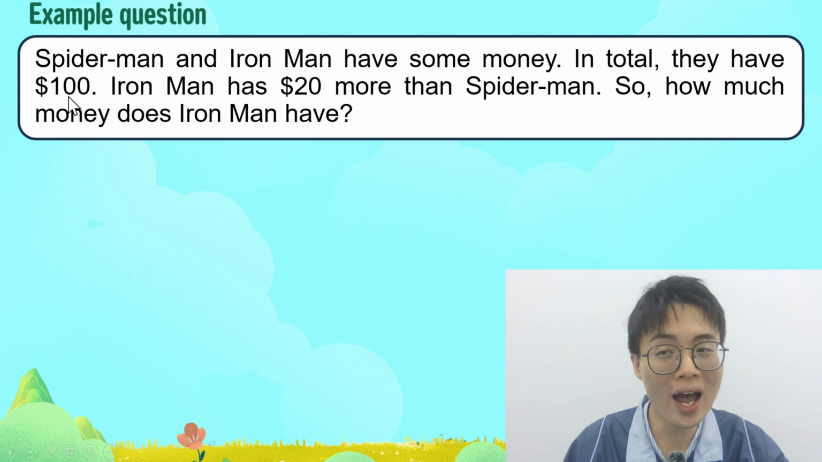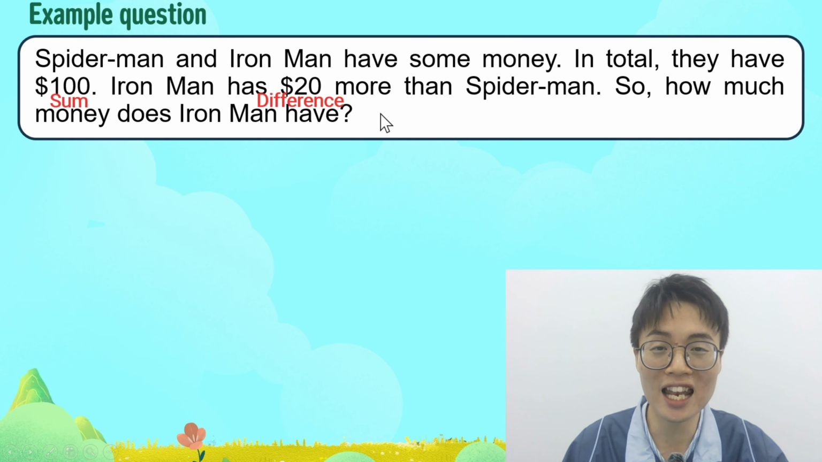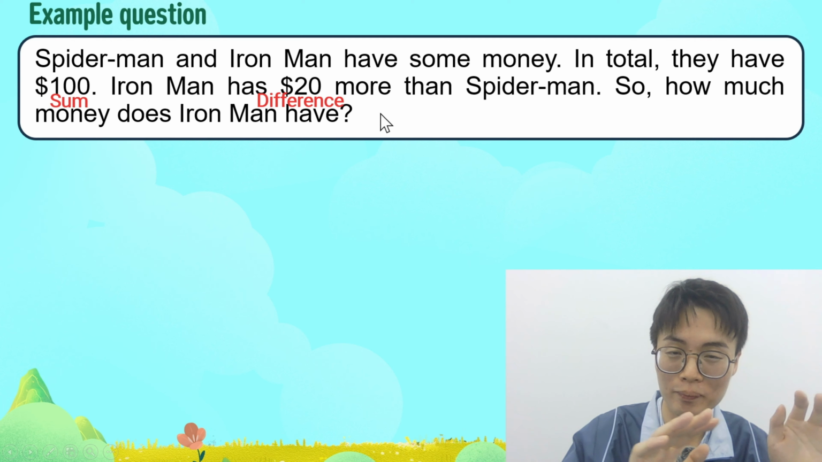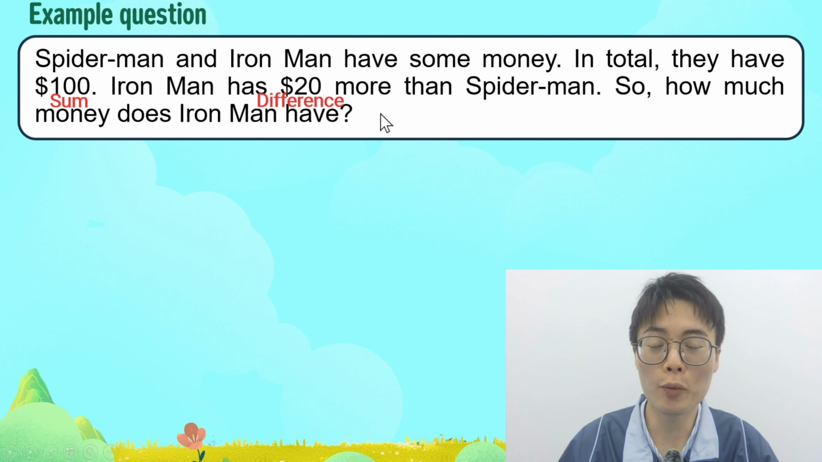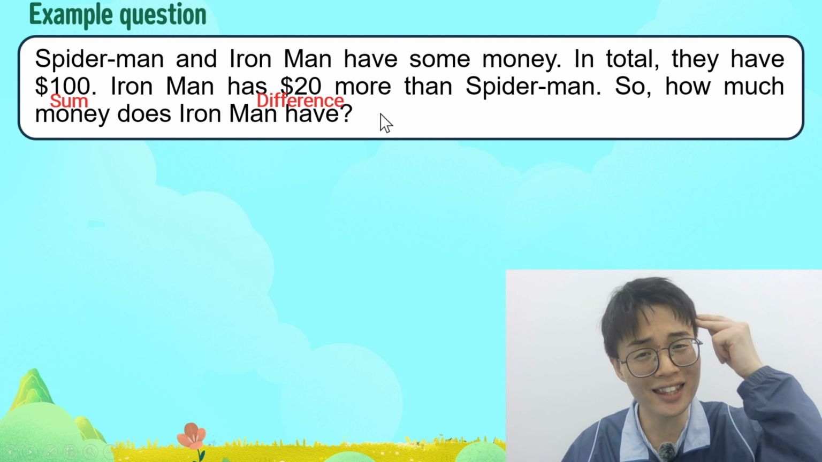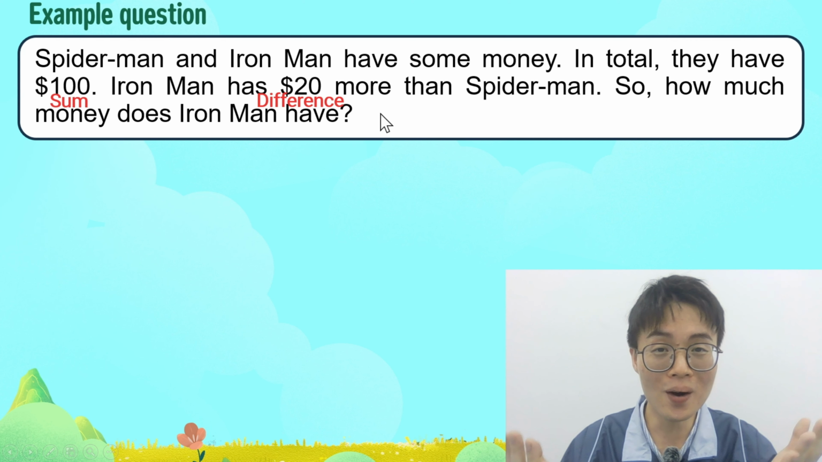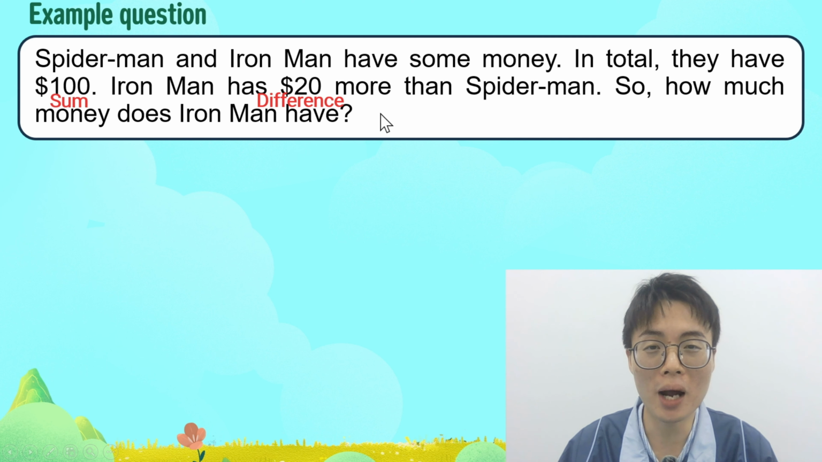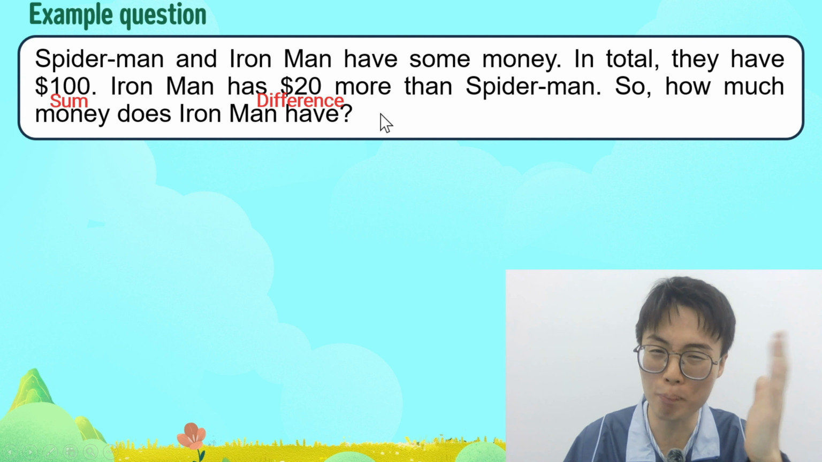In this question, $100 is the sum. And for $20, we also give it a name. It's called difference. That's why we call this kind of question sum difference problem. To solve this kind of problem, if we want to get the calculation directly in our thinking, we might make mistakes. So instead, we can draw models to help us observe all of the conditions more clearly.